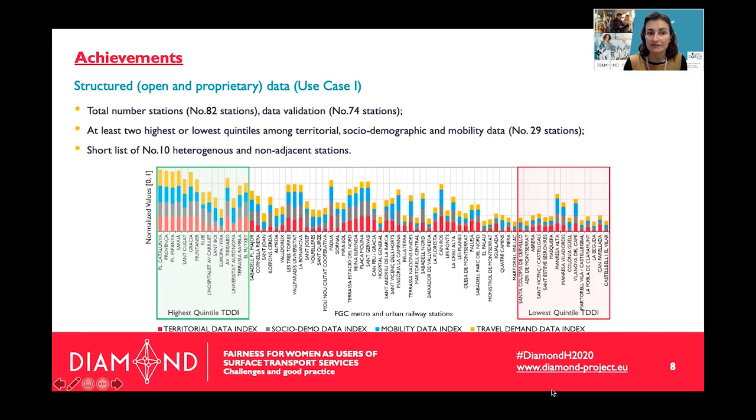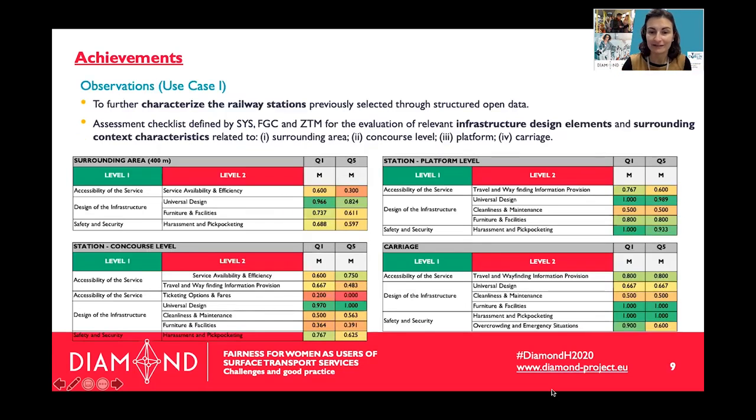So first we identified the total number of stations that they had, and then we took the highest and the lowest quintile in terms of territorial, socio-demographic, and mobility data. So the highest quintile is the one closer to the city center with the highest density of population, etc., and the frequency of services, while the lowest quintile is the opposite of that. Because we wanted to make sure to have a heterogeneous observation sample, we didn't actually pick the ones in the middle, but decided to go for the highest and lowest quintile on the basis of this travel index data.